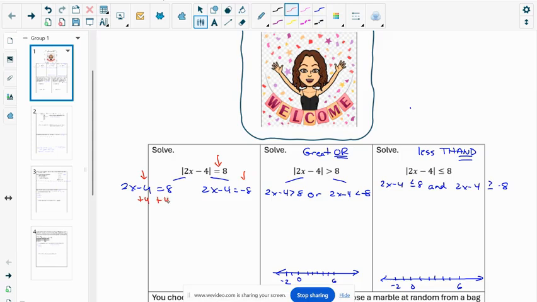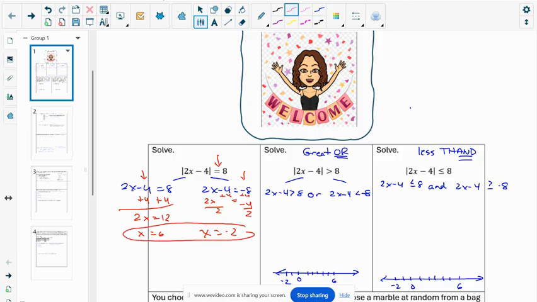So I'm going to solve this. I have 2x is equal to 12, so x is equal to 6. Do the same thing on the other side. I'm going to add that 4 to both sides, and I have 2x is equal to negative 4. Divide both sides by 2, and x is equal to negative 2. So there's our two answers right there.